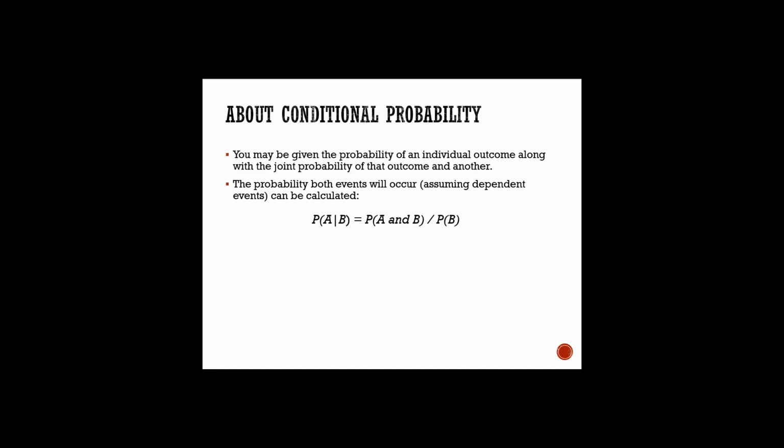Now, another thing about conditional probability you may be given is the probability of an individual outcome, and then you may be given a joint probability of that particular outcome in another one. If you're given just numbers and not a contingency table, how do you find your answers? Well, the probability that both events will occur, assuming that these are dependent events, is calculated like this. We say the probability of A, given that B happens, is equal to the probability of A and B divided by, this time, the probability of B.